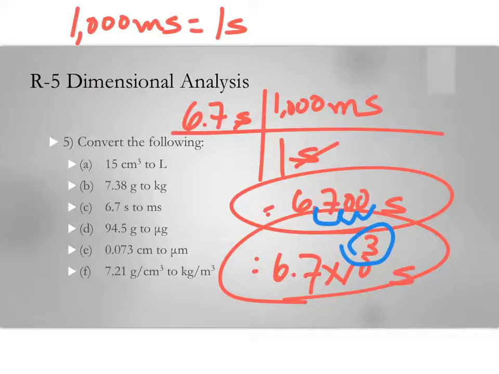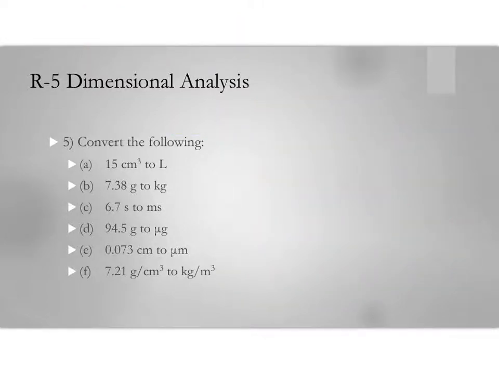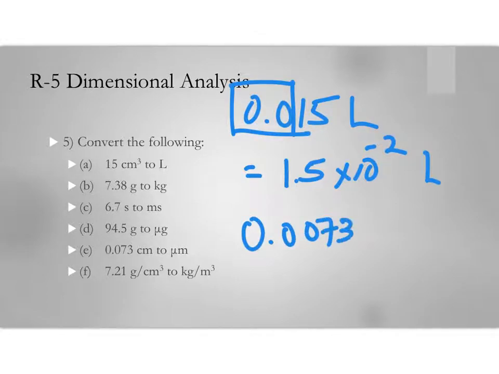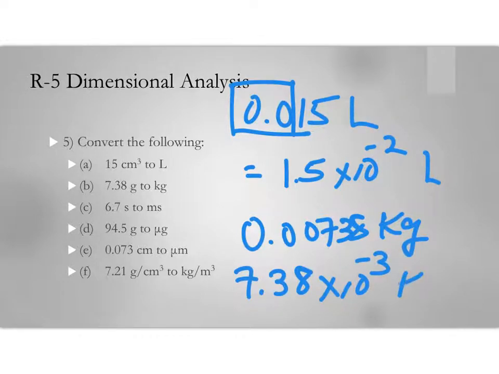The other numbers, I should go back to those. We had 0.015 liters. In scientific notation, that would be 1.5 times 10 to the negative second liters, because there are 2 zeros in front. And we also had 0.00738 kilograms. In scientific notation, that would be 7.38 times 10 to the negative third kilograms. 3 because we got 3 zeros, and negative because this is a number that is smaller than 1.